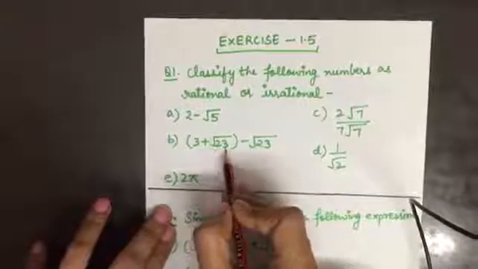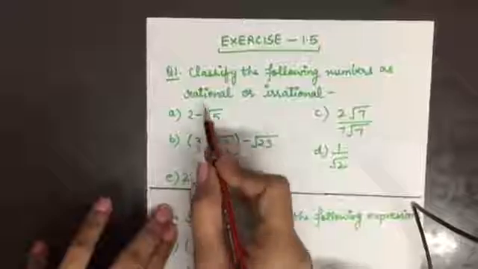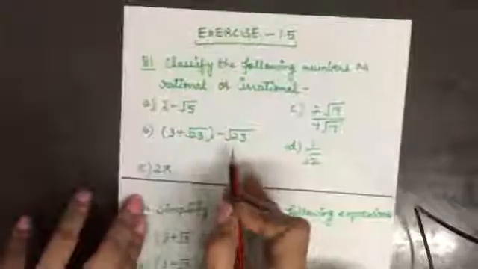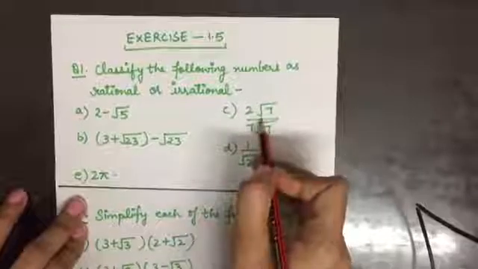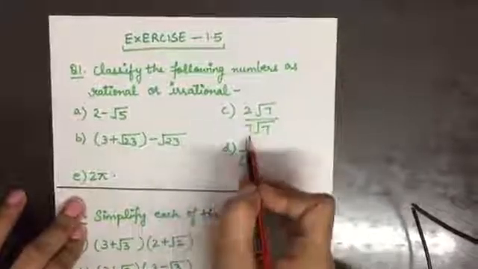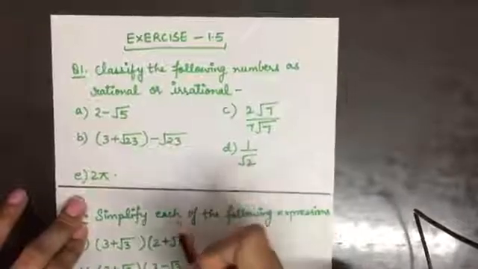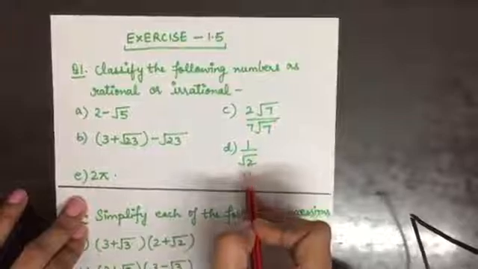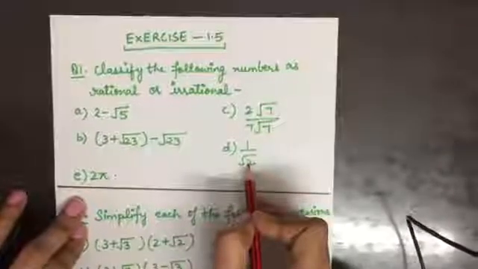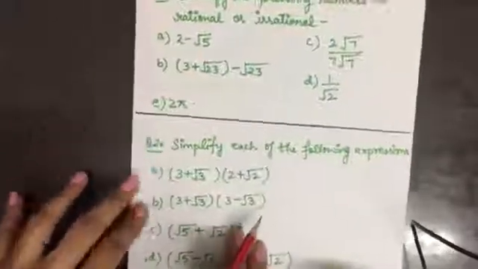Next, 3 plus root 23 minus root 23. Now plus root 23 and minus root 23 would be cancelled out. What is left? 3. That is rational. Next, 2 root 7 by 7 root 7. Now root 7 would be cancelled out. What is left? 2 by 7. Rational. 1 by root 2. This is irrational. I told you that root 2 is an irrational number as it is non-repeating and non-terminating. 2 pi is also an irrational number, non-repeating, non-terminating.